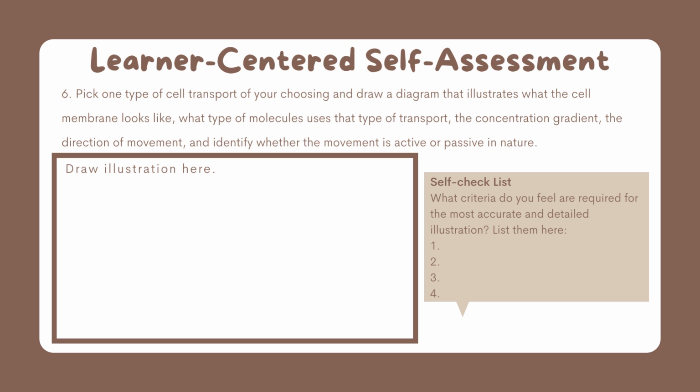The last question on the self-assessment allows students to choose which type of cell transport they would like to illustrate in the box below. They are given some input on how and what factors need to be included, but off to the right, there is a self checklist that students are able to create that they feel are factors that would make their illustration the most accurate and detailed. The self checklist that students are creating gives them an opportunity to contribute to the self assessment by providing the evaluation for their own illustration.